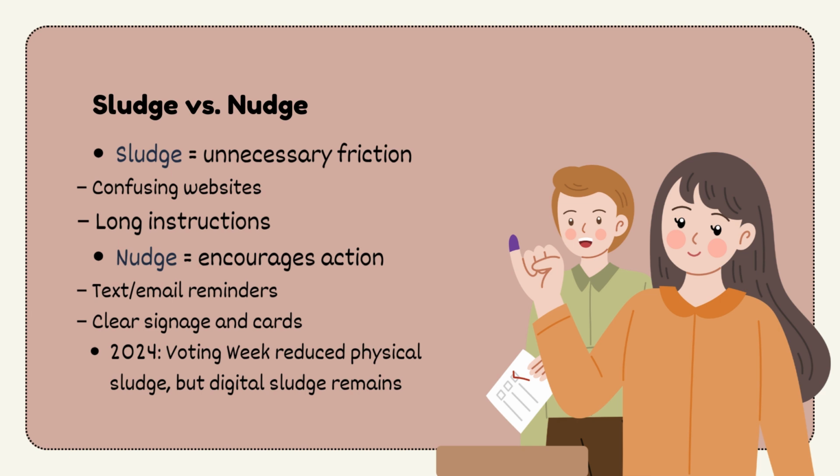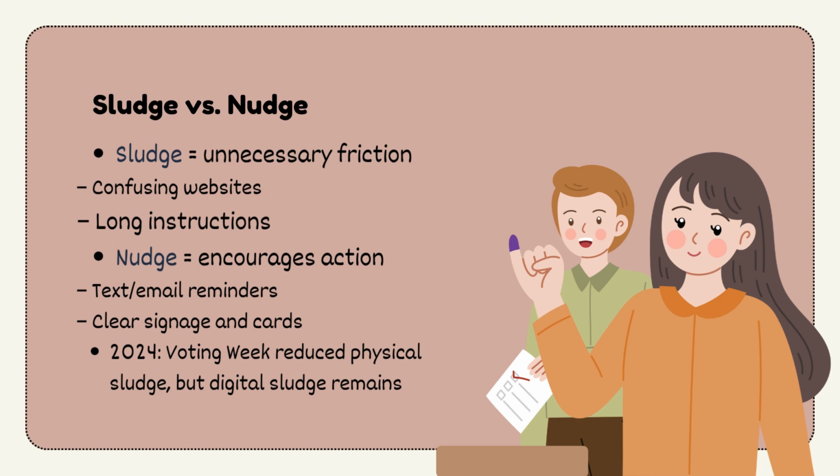Next, sludge refers to unnecessary friction: complex paperwork, long instructions, or confusing websites. Even minor irritants can deter action, especially among first-time voters or those with lower digital literacy. To Election Saskatchewan's credit, voting week, homebound voting, and mail-in ballots reduced physical sludge, but digital sludge remains. Navigating the Election Saskatchewan website for polling info is not intuitive.